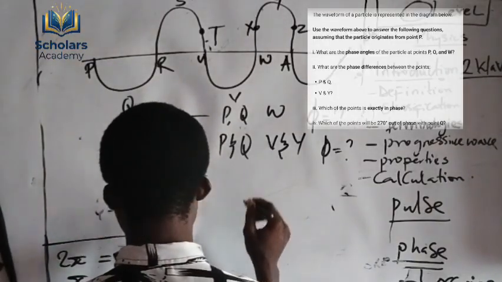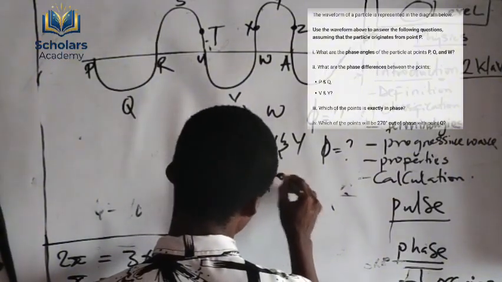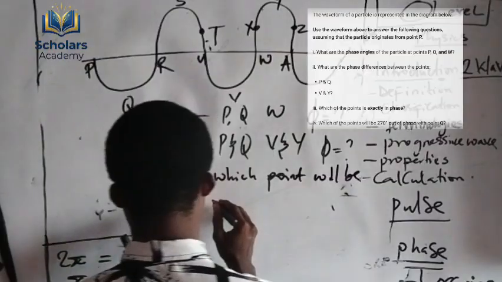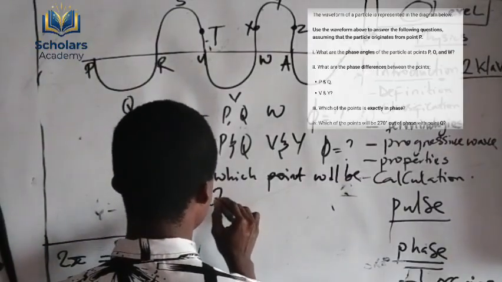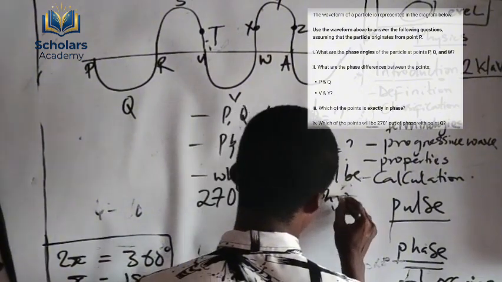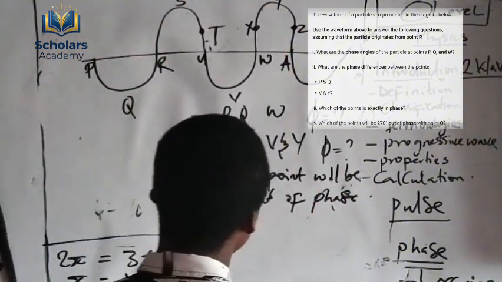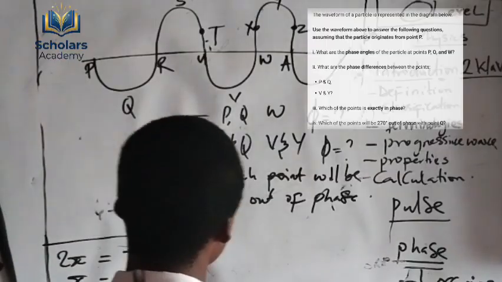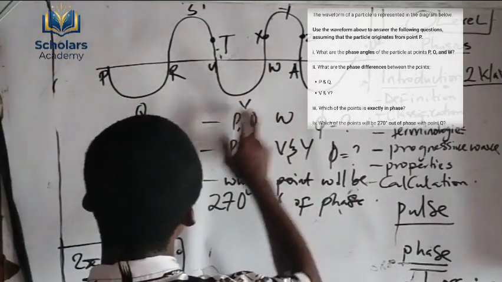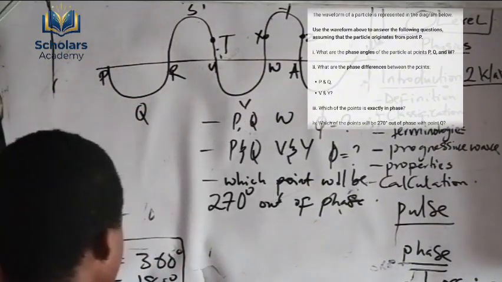Then the next question which I'm taking is straight. They say which points will be 270 degree out of phase? Amongst all these, which point will be 270 degree out of phase? So we're looking at this first. Now let's look at P and what? W. Now this P and Q, are they in phase?